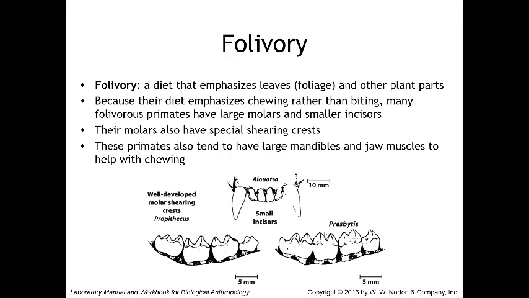These primates, our folivorous primates, also tend to have large mandibles and jaw muscles to help with chewing. And so large jaw muscles sometimes require extra areas of bone for muscle attachment. So the best folivores that I think of, my favorite folivores, are gorillas, right? Folivorous gorillas have what we call a sagittal crest. This sagittal crest is an extra ridge of bone along the midline of the cranium, right?